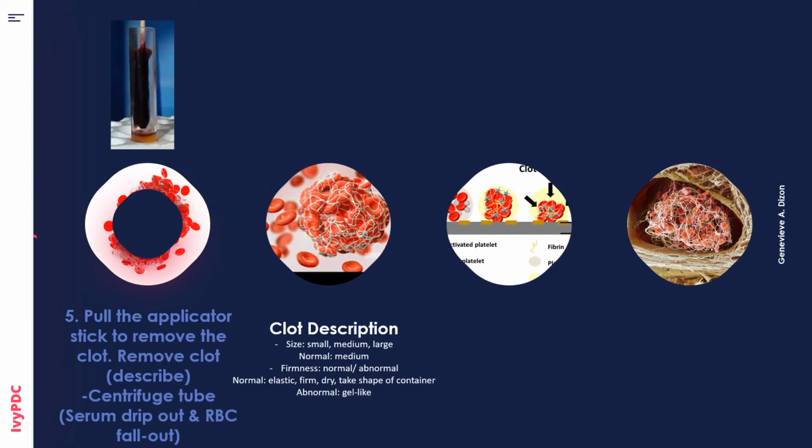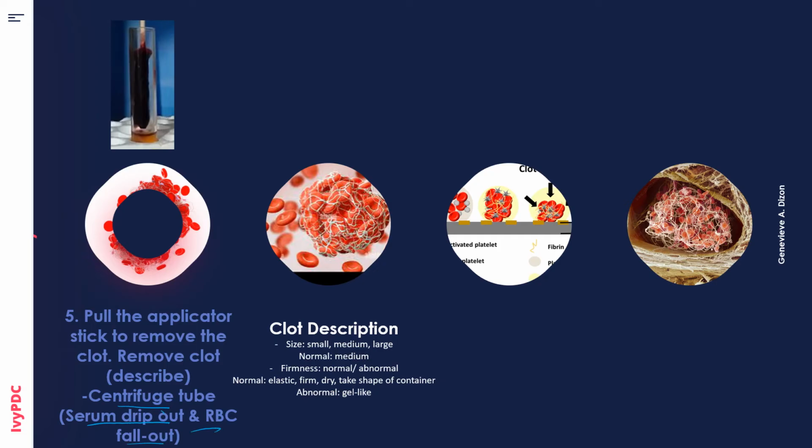Once the clot has retracted, remove the clot by pulling the applicator stick, and this clot should then be described according to its size and firmness. Size may be small, medium, and large, and normal clots would have a description of medium. Large clots would mean that there is less serum left inside the test tube. For firmness, normal clots would appear elastic, firm, dry, and they take the shape of the container, while abnormal clots are gel-like.